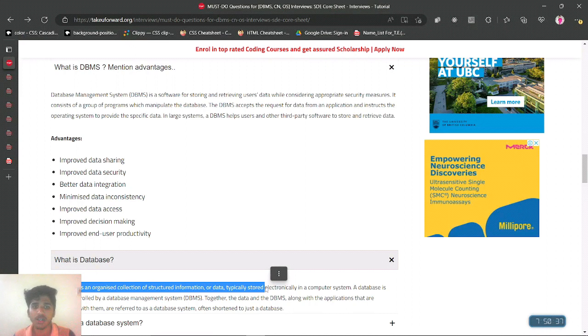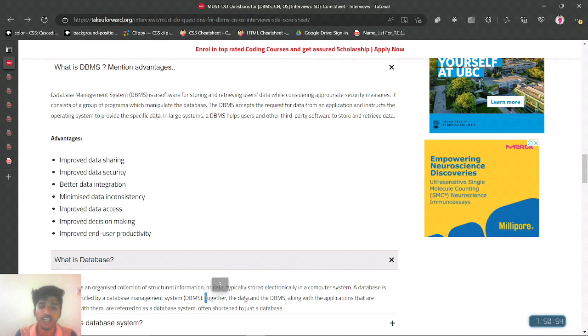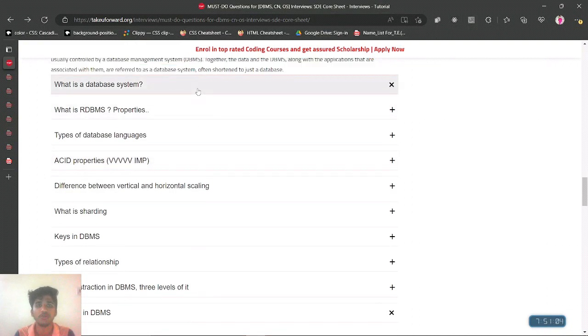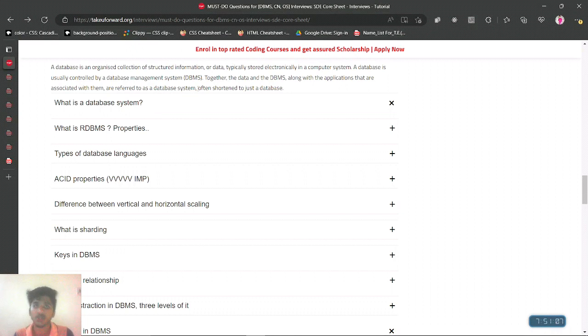A database is usually controlled by the database management system. Together, the data and the DBMS, along with the applications associated with them, are referred to as a database system. This is an important line. So the third term is database system: the data and the DBMS together with the applications. And a database is an organized collection of structured information typically stored in an electronic system.